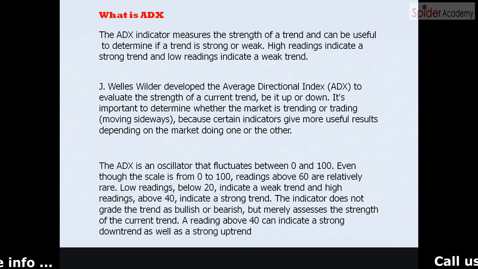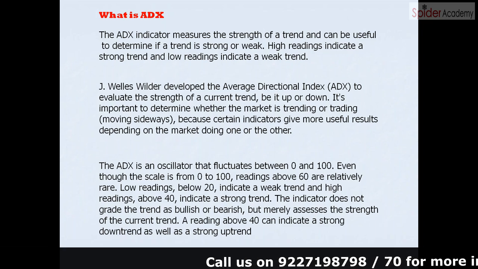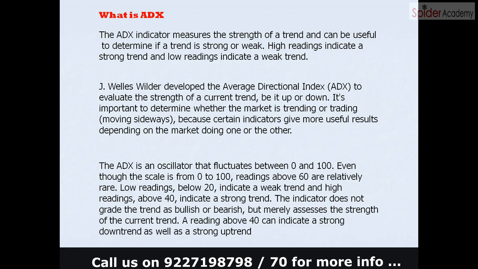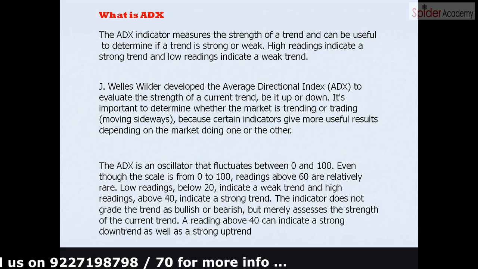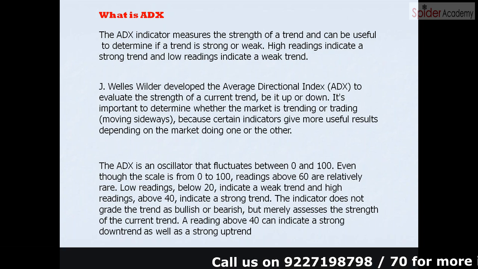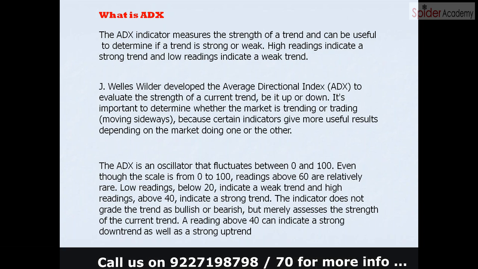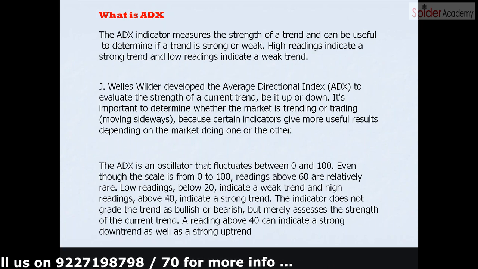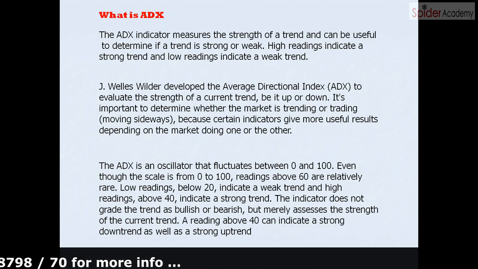Even though the scale is from 0 to 100, readings above 60 are relatively rare. Low readings below 20 indicate a weak trend, and high readings above 40 indicate a strong trend. The indicator does not grade the trend as bullish or bearish, but merely assesses the strength of the current trend. A reading above 40 can indicate a strong downtrend as well as a strong uptrend.